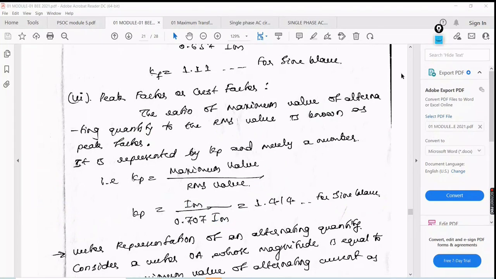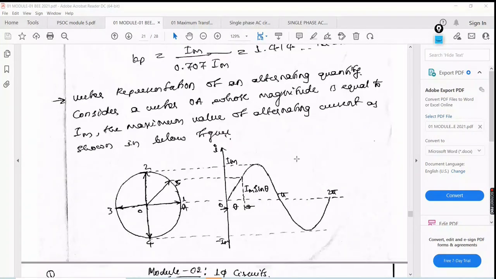Then the representation of alternating quantity. This is to understand the concept. In generation, I have told that the conductor is rotating in a 360-degree rotation in circular fashion. If it is at 0 degree, voltage is 0 or the current is 0. At some other angle, I have taken a fifth position. At that instant, some value of the quantity is present, which varies sinusoidally with respect to the rotation.